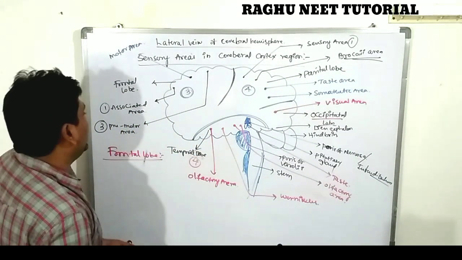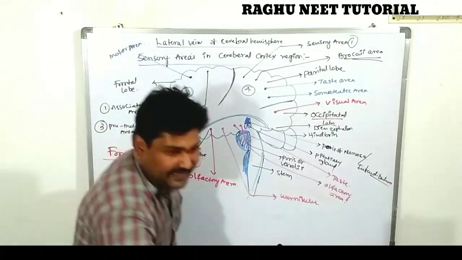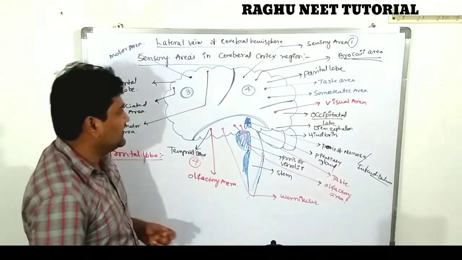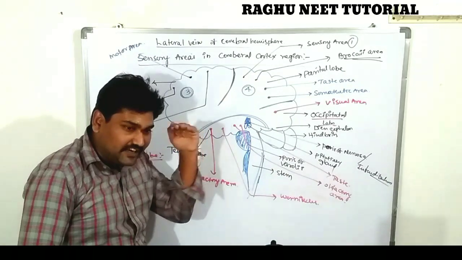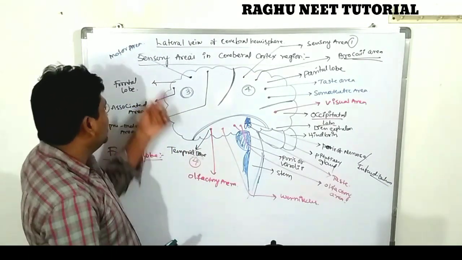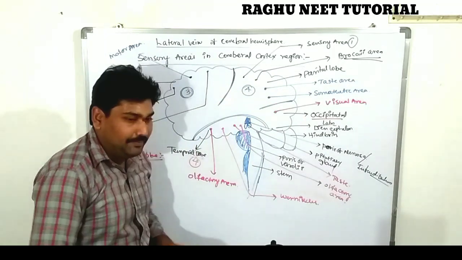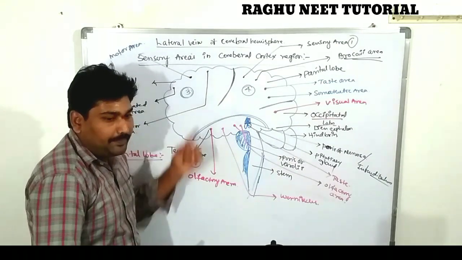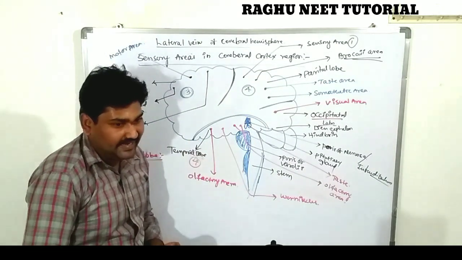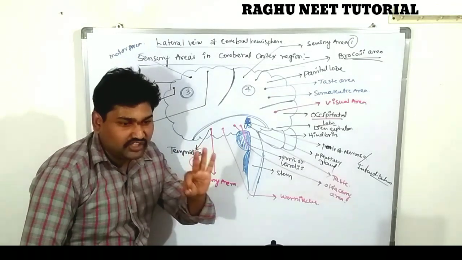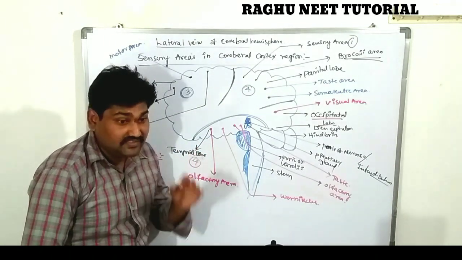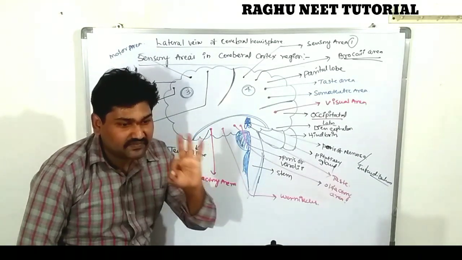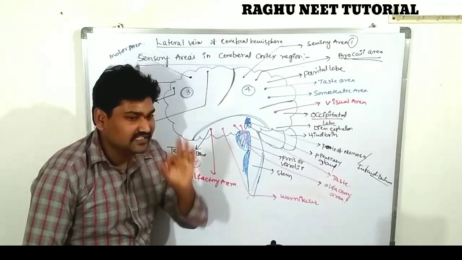Let's discuss each and every area. What is the importance of these areas for our neural control and coordination? The sensory areas are in the cerebral cortex region, not the medulla, on the surface of the brain, which is called the cortex. There are 4 different types of lobes in the brain: frontal, parietal, occipital, and temporal. The frontal cerebral cortex contains 3 different types of sensory areas, not organs.